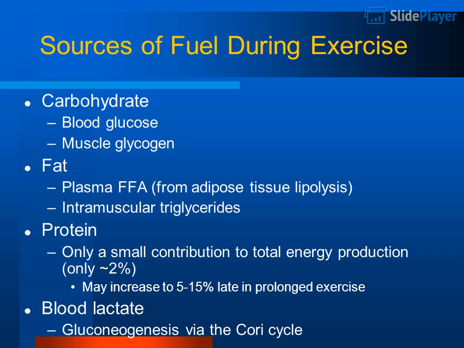Carbohydrate: blood glucose, muscle glycogen. Fat: plasma FFA from adipose tissue lipolysis, intramuscular triglycerides. Protein: only a small contribution to total energy production, only 2%, may increase to 5 to 15% late in prolonged exercise. Blood lactate: gluconeogenesis via the Cori cycle.